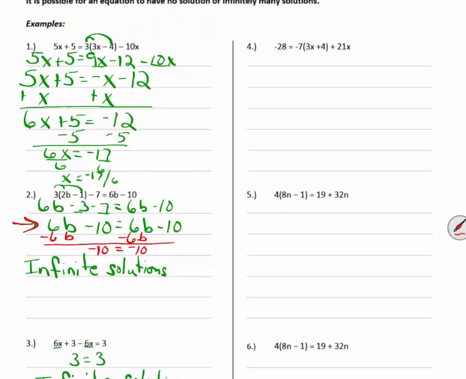All right, let's try number 4. So we have negative 28. I have to get rid of my parentheses. So we're going to have negative 21x minus 28 plus 21x. Combine my like terms. My 21x's are going to cancel out. And we're going to have negative 28 equals negative 28. Infinite solutions.